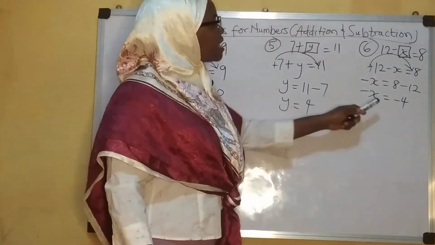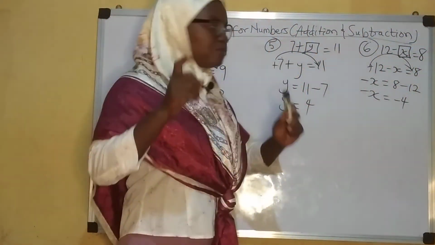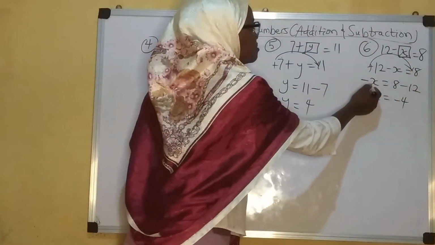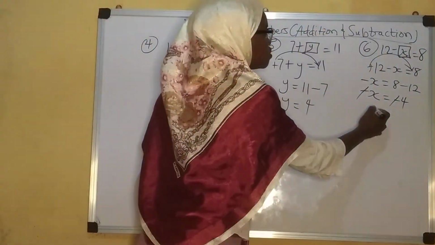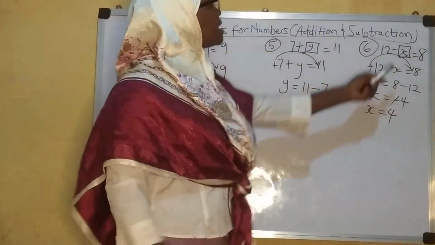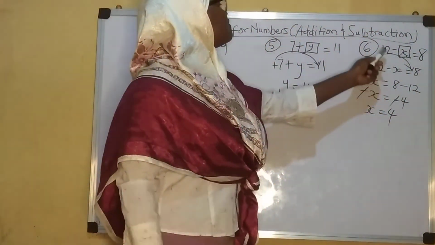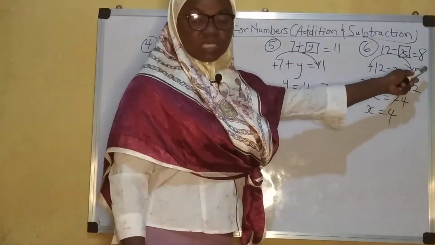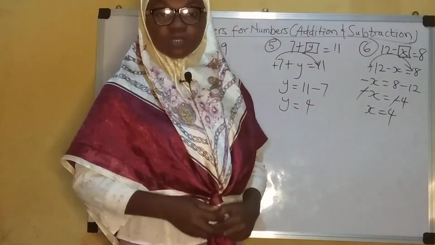I have minus x equals minus 4, and then the negative signs negate each other. This minus negates this one, so I'm left with what? x equals what? 4. Now if you put the value of x equals 4 back into this place, you will realize that 12 minus 4 will definitely give us what? 8.